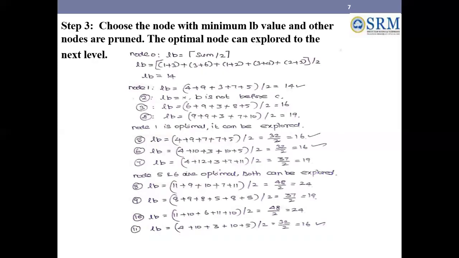So for each node, how we are finding the lower bound value: for each node take the minimum 2 values, the two nearest cities, and add the values and divide by 2, that is the final answer.